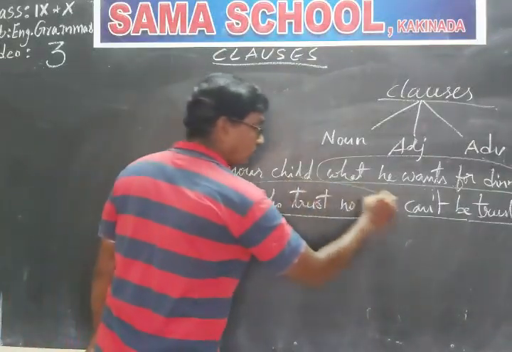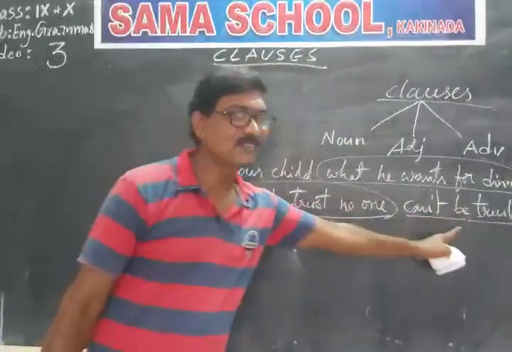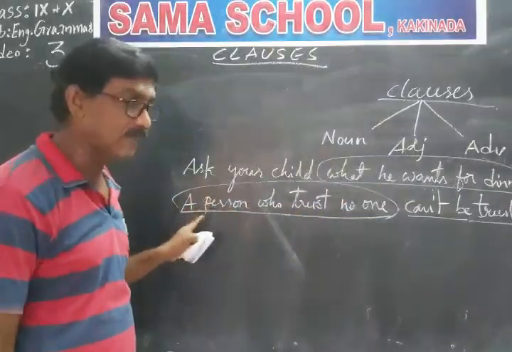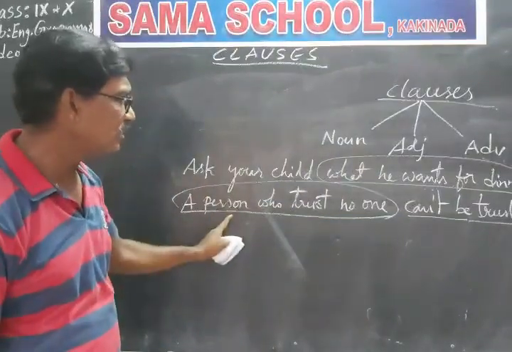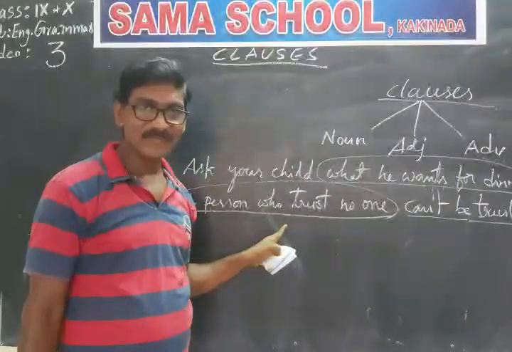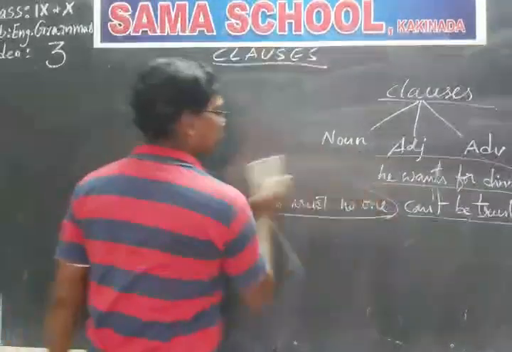This is all together playing the role of subject. Subject and verb, correct. So this whole clause is playing the role of subject. So this is a noun clause. Okay. Now the next, second one is what? Adjective clause.